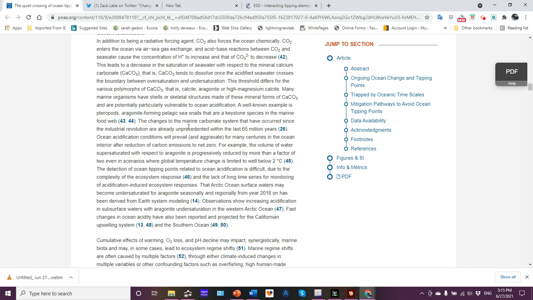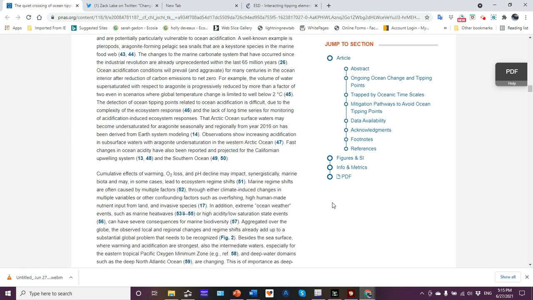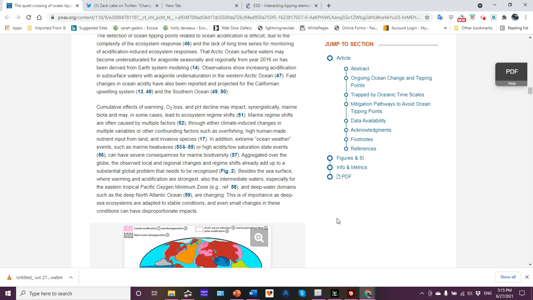The changes to the marine carbonate system that have occurred since the Industrial Revolution are already unprecedented within the last 65 million years. Ocean acidification conditions will continue for many centuries in the ocean interior after the reduction of carbon emissions to net zero. And they give a few other specifics, but that's the main point here, is that acidification is going to harm marine organisms.